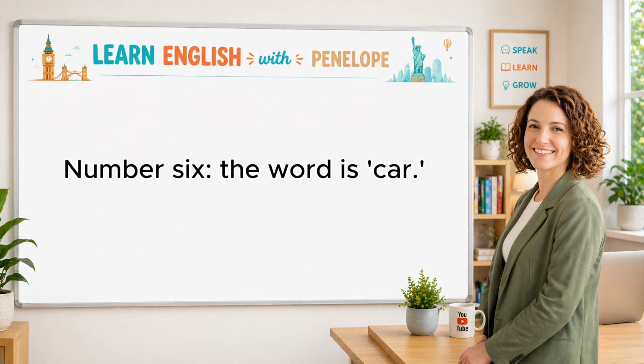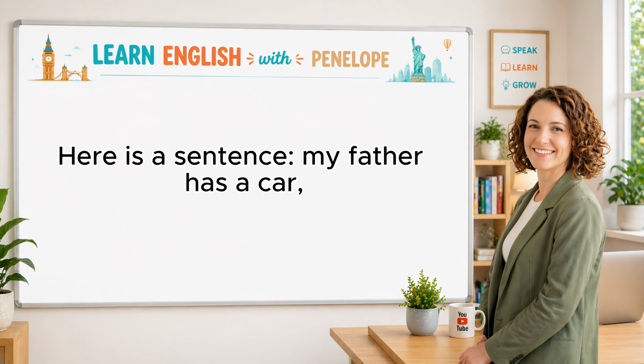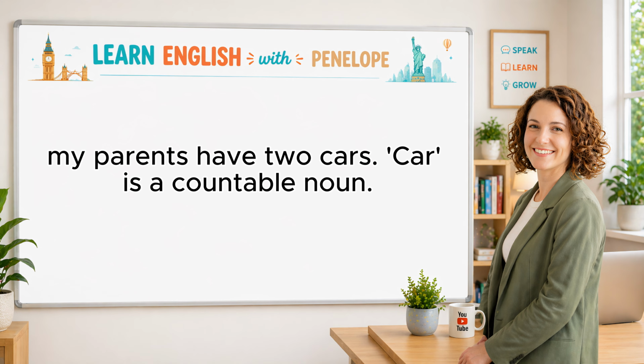Number 6. The word is car. 1 car, 2 cars. Here is a sentence. My father has a car. My parents have 2 cars. Car is a countable noun.